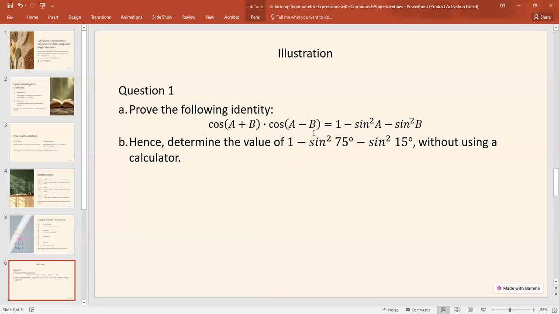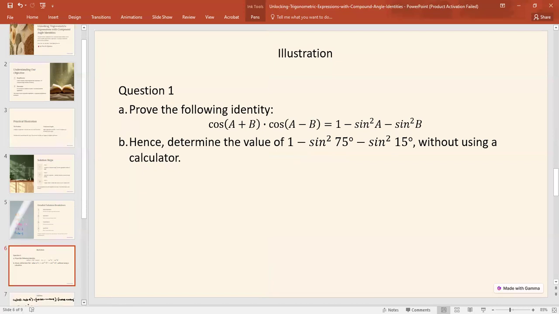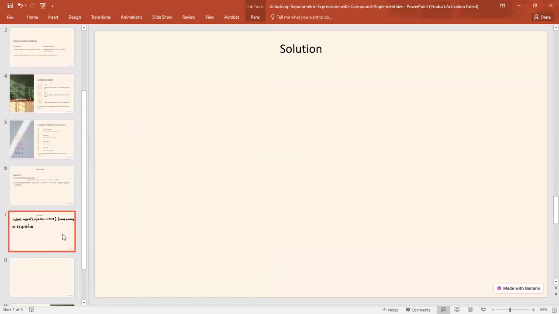Our illustration will consist of solving the following question. We are required to prove the following identity: cosine of A plus B times cosine of A minus B equals 1 minus sine squared of A minus sine squared of B. Next, we're going to determine the value of 1 minus sine squared of 75 degrees minus sine squared of 15 degrees without using a calculator. Let's have a look at the solution to this exercise.